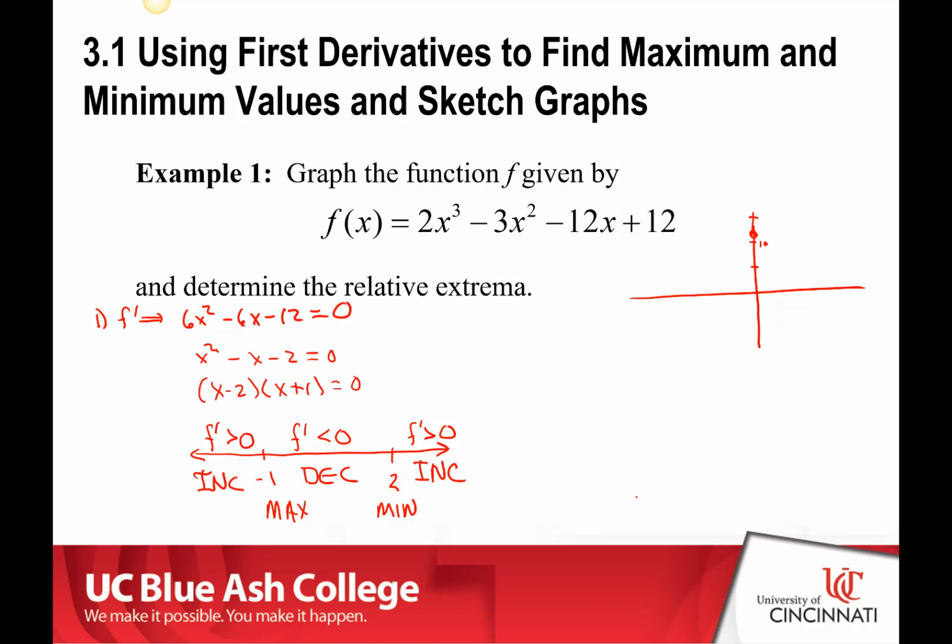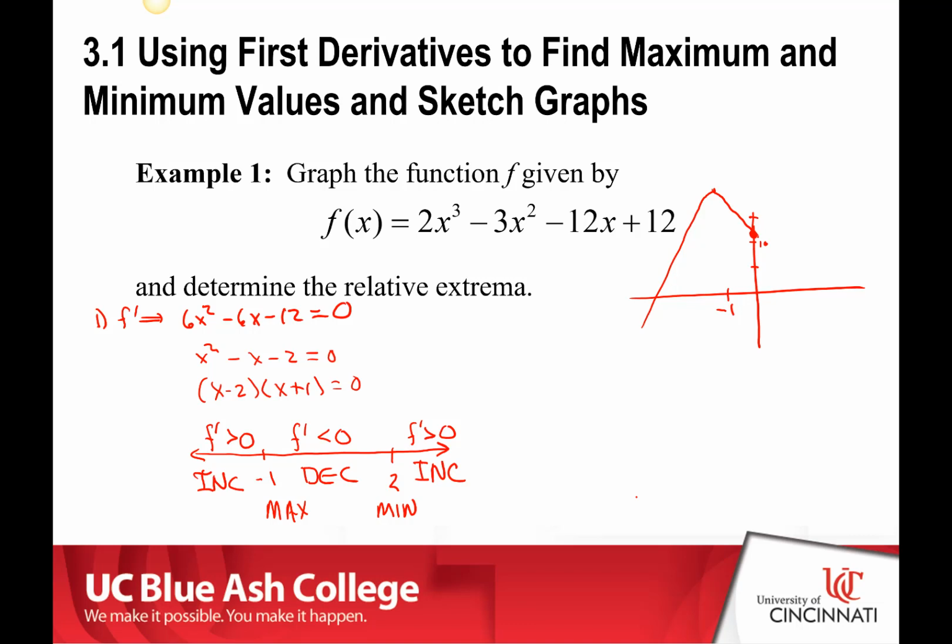Now, let's think about this for a minute. We've got this point at 0, 12. At -1 is a maximum. If -1 has a maximum, will it be above or below 12? Doesn't it have to be above 12 if it's a maximum? It's going to come up and come back down. I know it's going through that point. I don't know anything else about the graph except that.